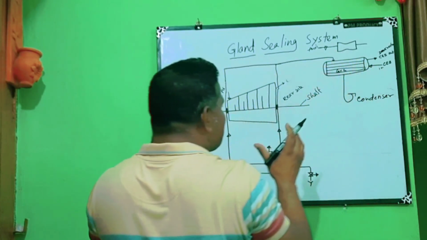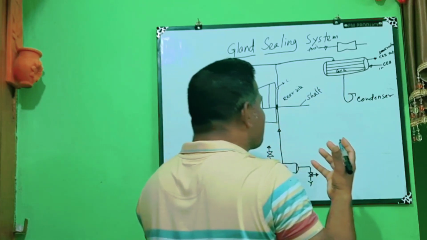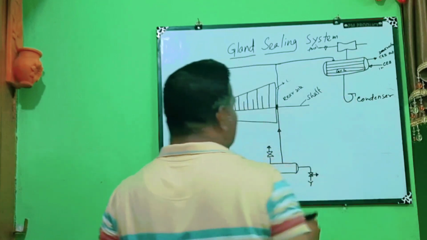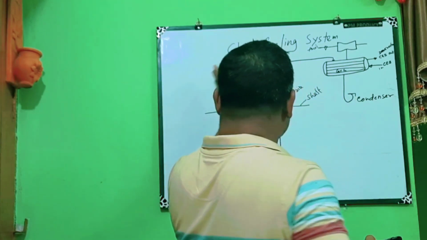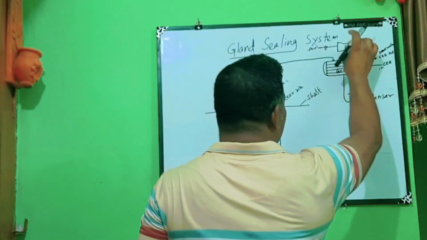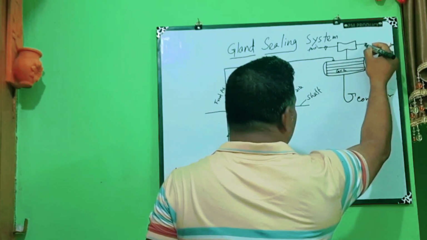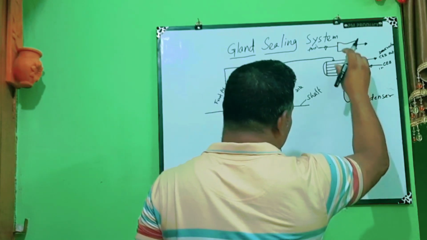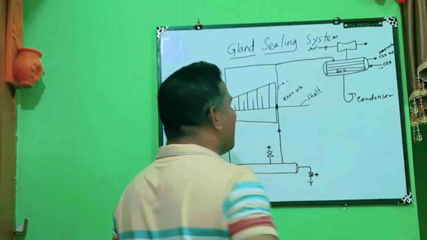This sealing steam and also the unconverted gas are available. This unconverted gas will pass by this ejector. By this ejector, the sealing steam will be taken, and the unconverted gases will go out this way, and the converted gases will condense and go to the condenser.